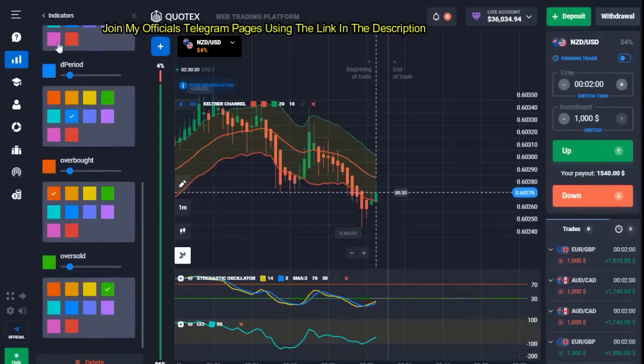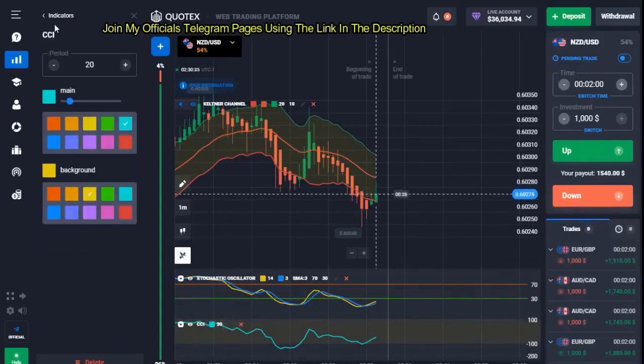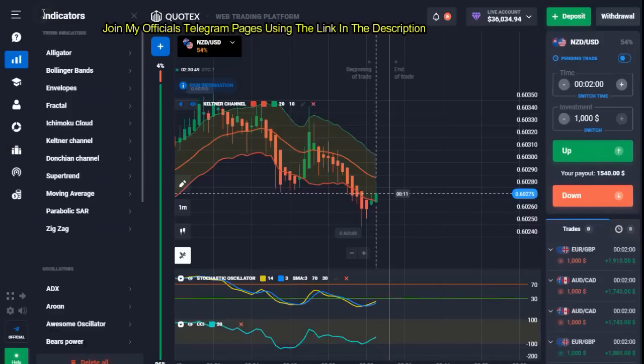The last indicator I use is CCI. Our CCI period here is 20, and the main color here, I think, is blue. I take the line a little bit. That is pretty much all you have to do with the CCI: 20 as a period, and I take the line and I change the color. That's pretty much all I do. When you're done, you close it.